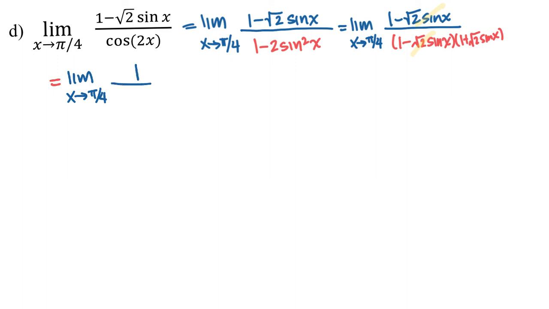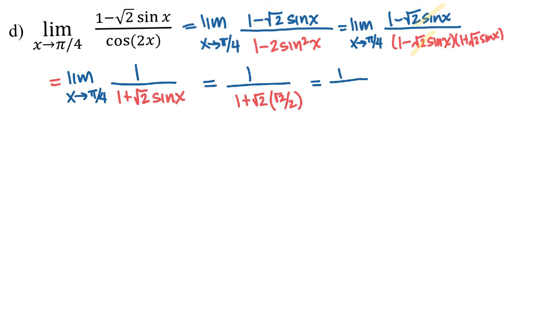So I'm left with 1 in the numerator and 1 plus root 2 sine x. Okay, and I did take this all the way to the simplified format before I did direct substitution. Now I'm going to do direct substitution. 1 plus root 2 times the sine of pi over 4 is root 2 over 2. See, 1 plus 1 is 2. So the limit is 1/2 after all that.